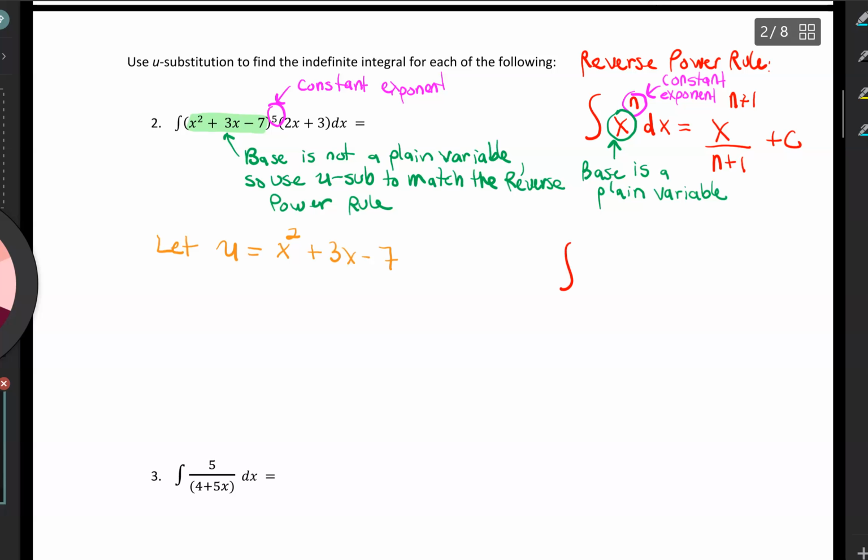I would have u to the 5th times (2x plus 3) dx. So it's not good enough just to substitute the u because now your variables don't match, right? Your bookend is telling you that you need to have x's only, and you have x's and u's. So I basically need to rewrite this with all u's, right? So let me write that down: rewrite with u's only.